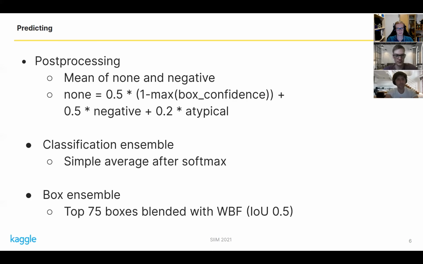Our classification models were ensembled with a simple average after the softmax layer. And for the boxes, we predicted at max 25 boxes per model, and then blended with weighted boxes fusion at an IOU of 0.5.